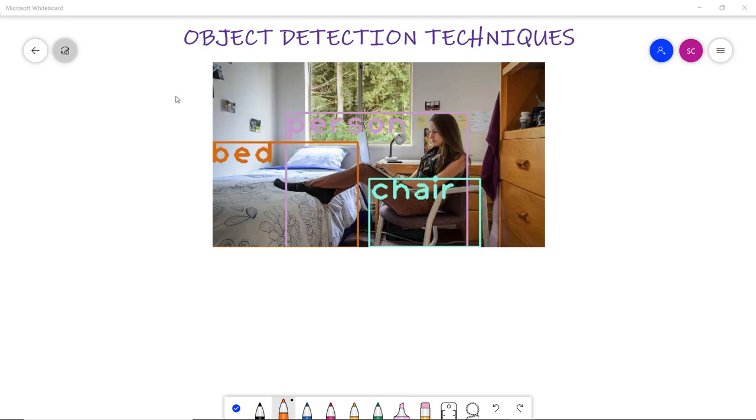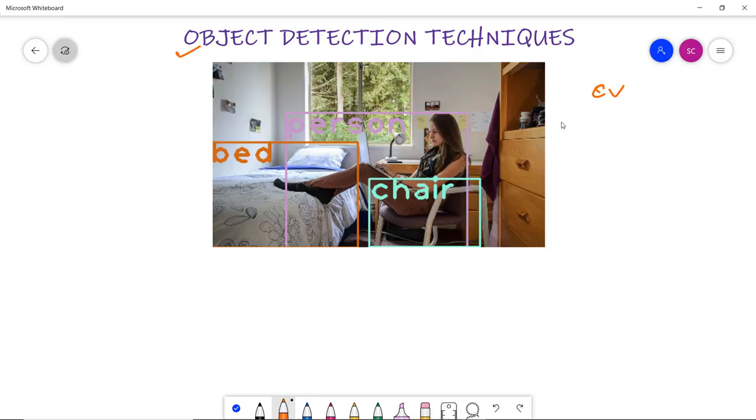In this video, we are going to discuss several object detection techniques. But before starting with that, we must know what object detection is. Object detection is a technique to detect objects like car, person, teddy bear, etc. using computer vision and image processing in images and videos.